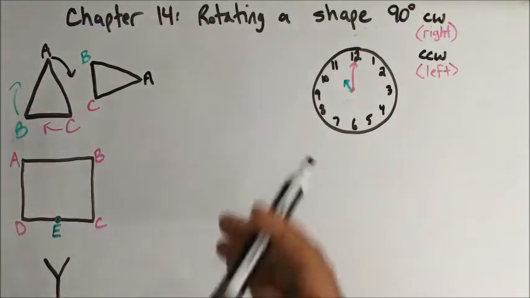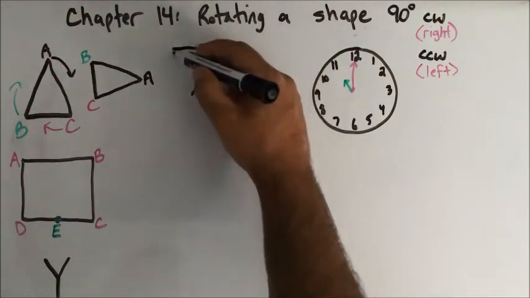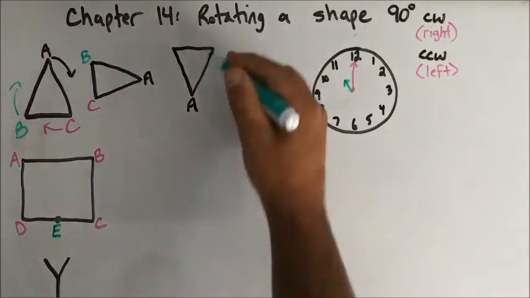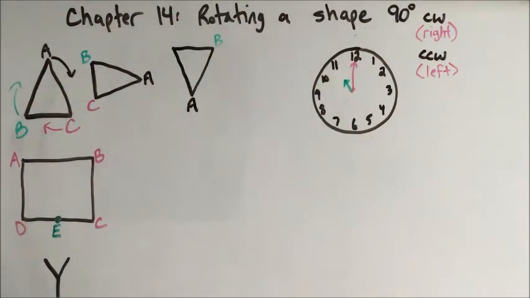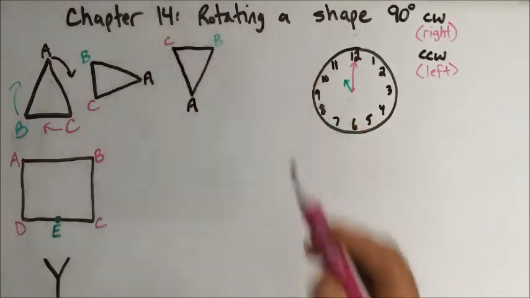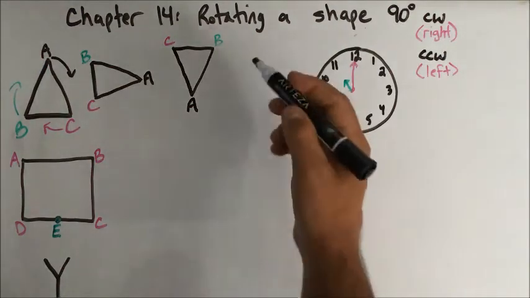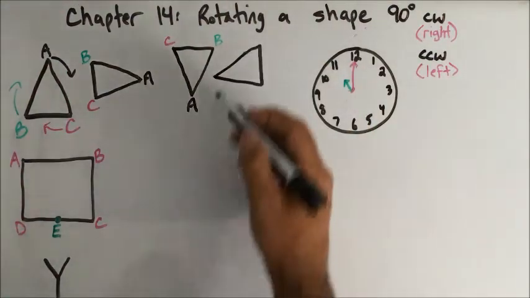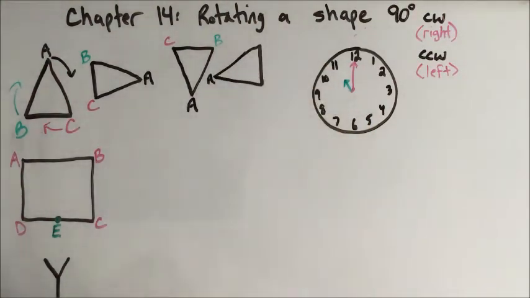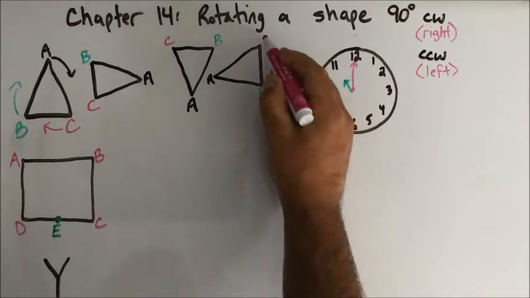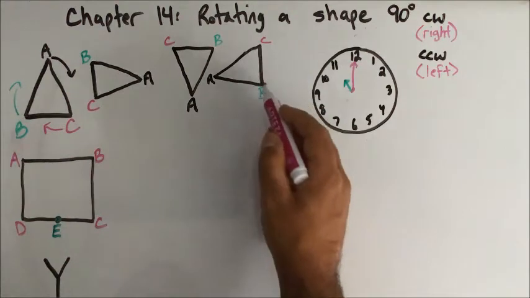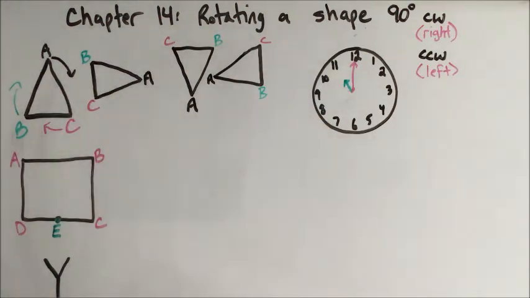If I rotated it one more time, my shape would be upside down, my A would go down, my B would go there, my C would go there. If I rotated it one more time, my triangle would look like that. My A would be here, my B would be there, and my C would be there. And if I rotated it one more time, it would go back to my original shape.